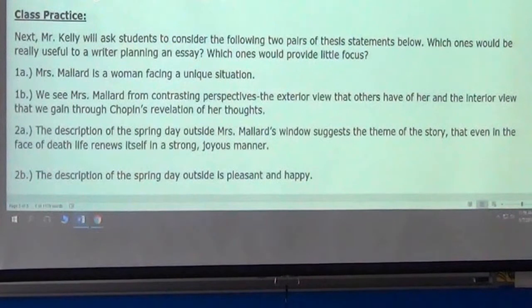Consider the 2 pairs of thesis statements below. Which ones would be really useful to a writer planning an essay? Which ones would provide little focus? So, Quantes, read 1A.